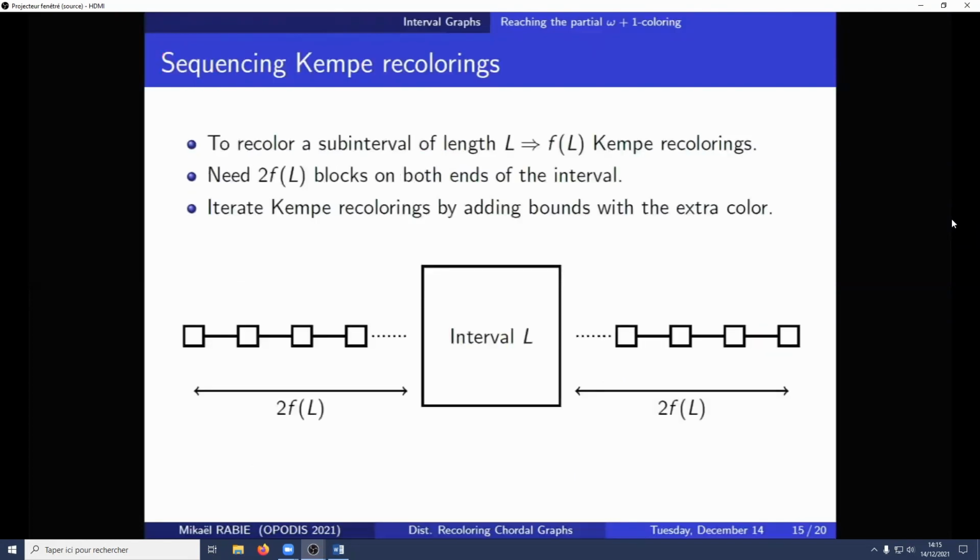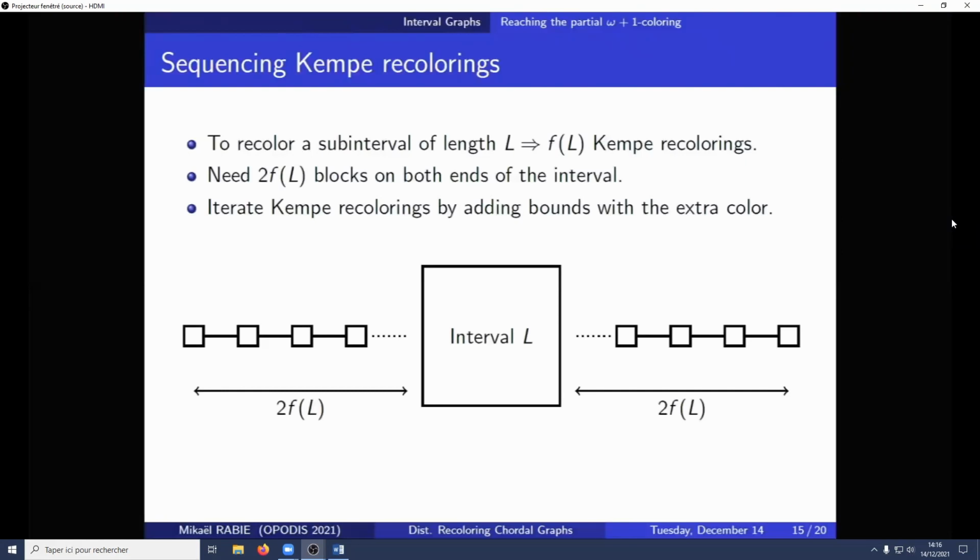So let's say that we want an interval of size L to go to the target coloring gamma. In the centralized setting, there is a result that says that with f of L Kempe recolorings it's possible. Then what we do is that we take 2 times f of L boxes on the left and on the right, and we will do those recolorings, and each time use the extra color to block everything.